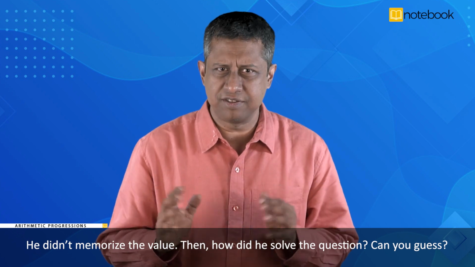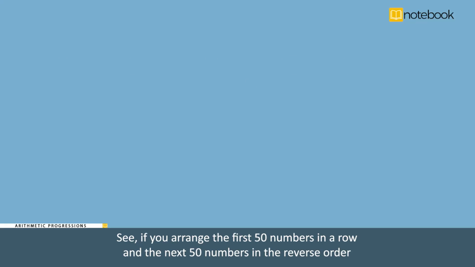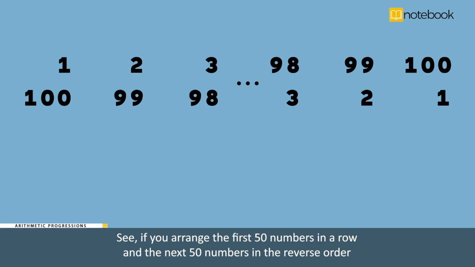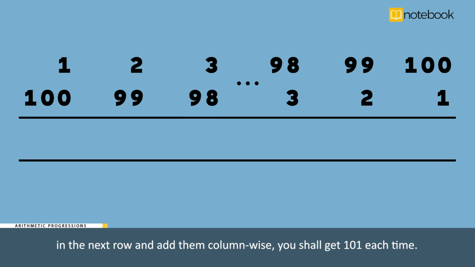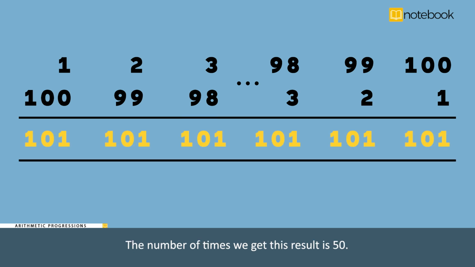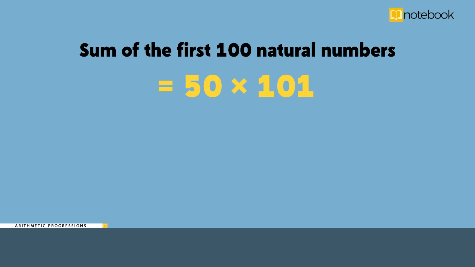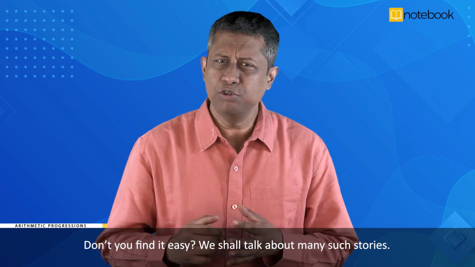He didn't memorize the value. Then, how did he solve the question? Can you guess? See, if you arrange the first 50 numbers in a row and the next 50 numbers in the reverse order in the next row and add them column-wise, you shall get 101 each time. The number of times we get this result is 50. So the sum is 50 into 101, that is 5050. Don't you find it easy?